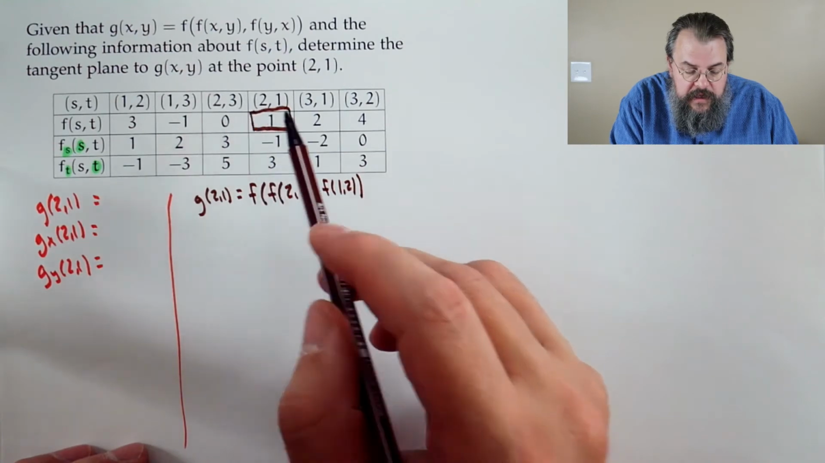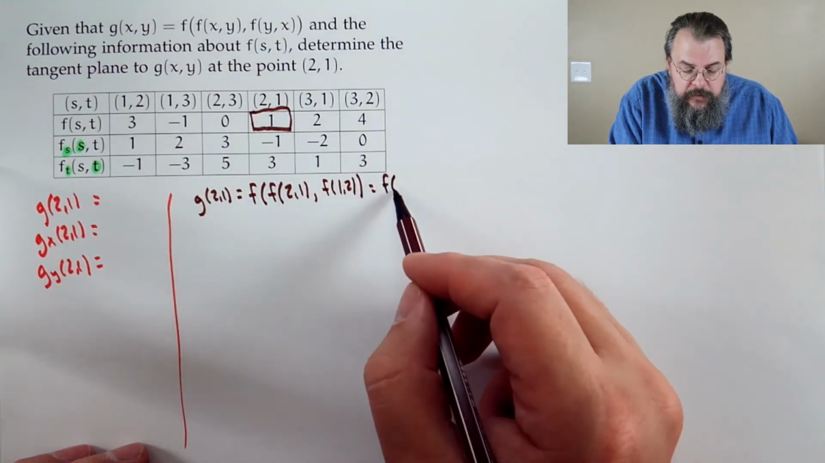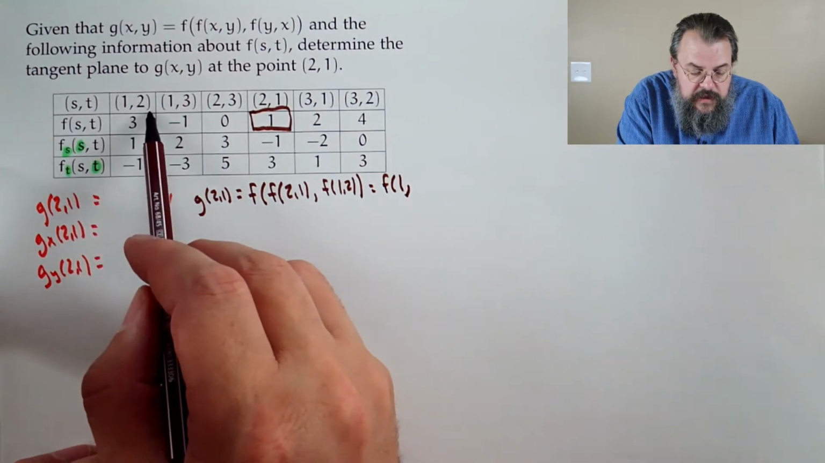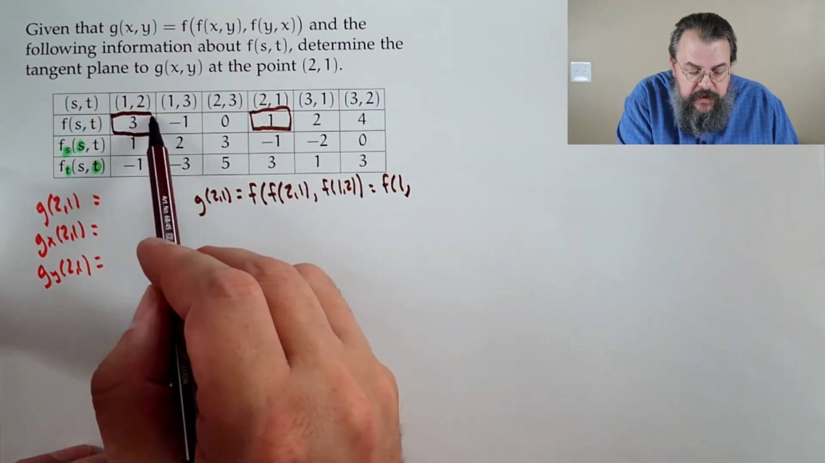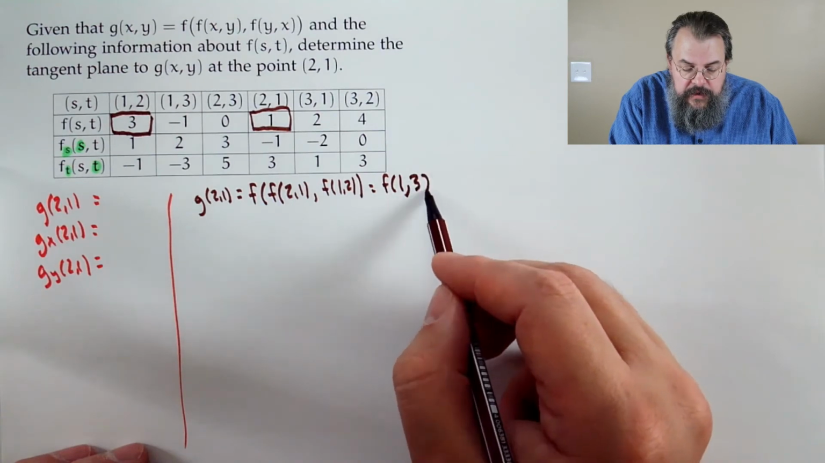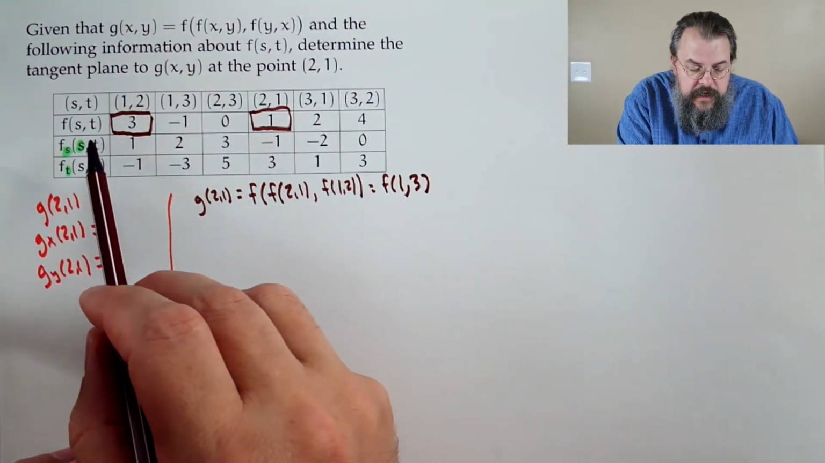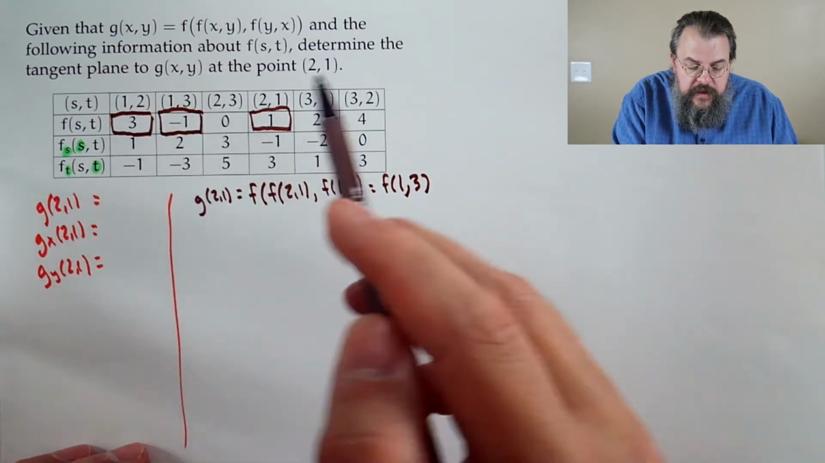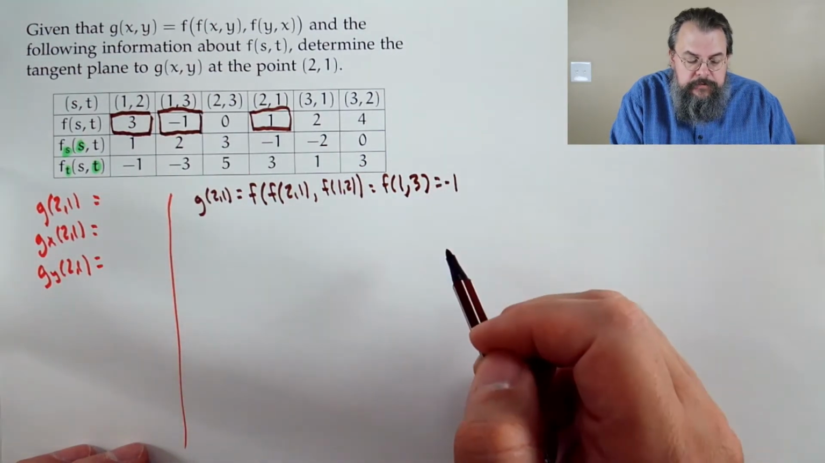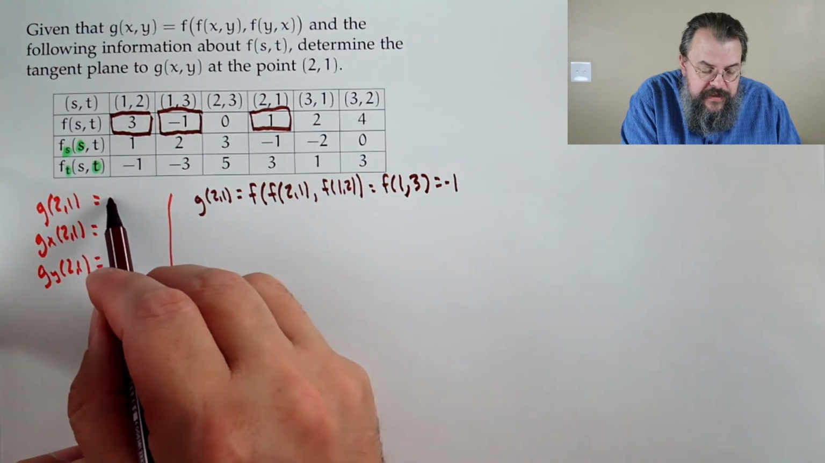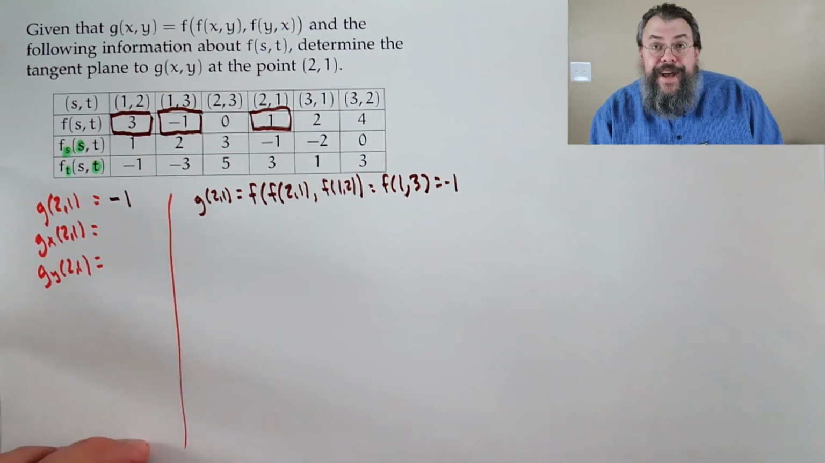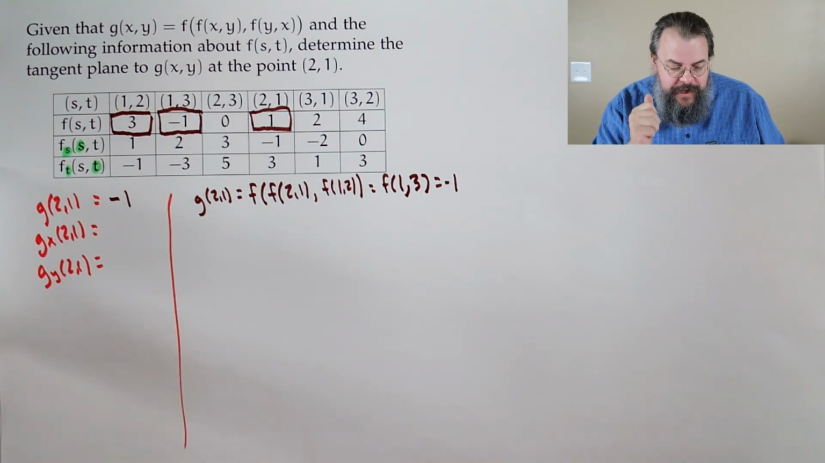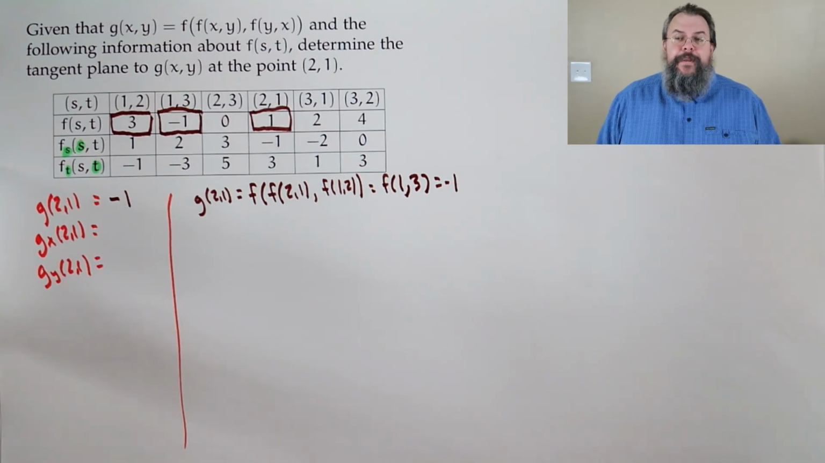So we need this slot. So that's f(1, f(1, 2)), well, f(1, 2) is here, 3. So f(1, 3), and we say, aha, f(1, 3), we know that, it's right here. That's negative 1. So, one term down. Progress. Really progress. We've gone and done something.